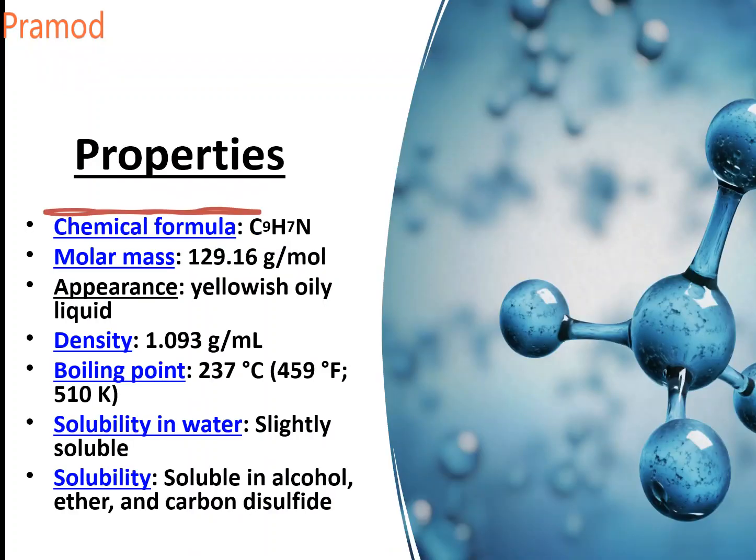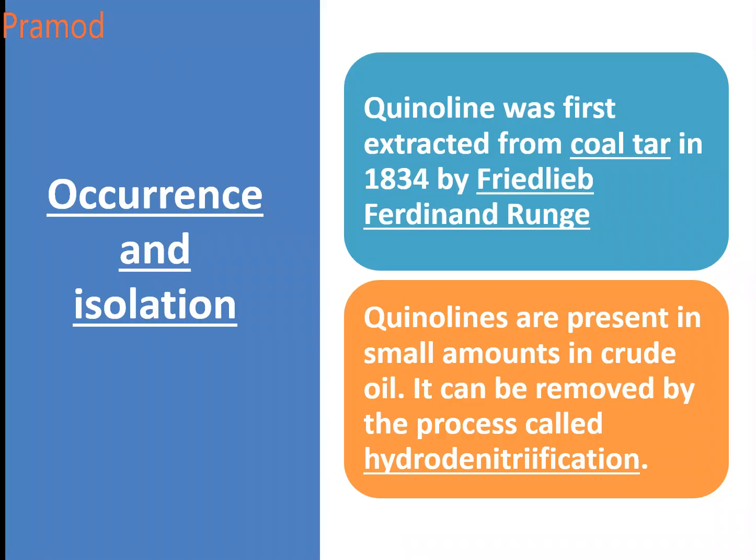These are some of the chemical properties. C9H7N, molecular weight 129, appearance yellowish oil, density 1.093, boiling point 237, slightly soluble in water but soluble in organic solvents. It was extracted from coal tar as well as crude oil.